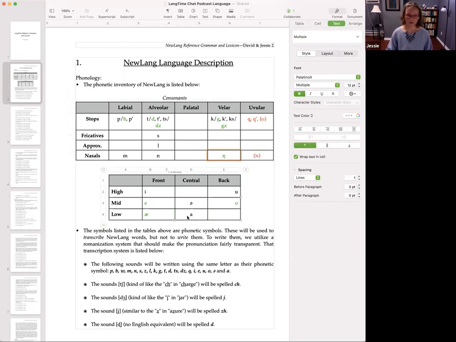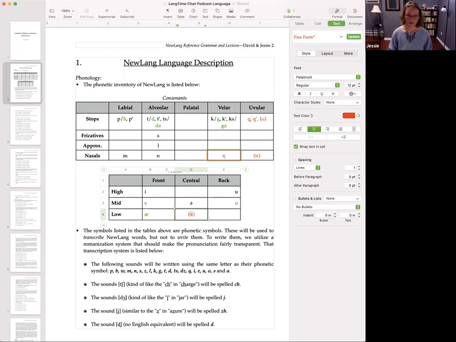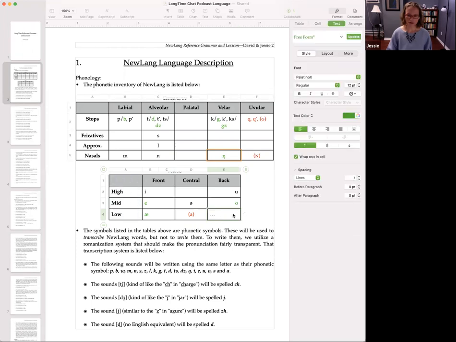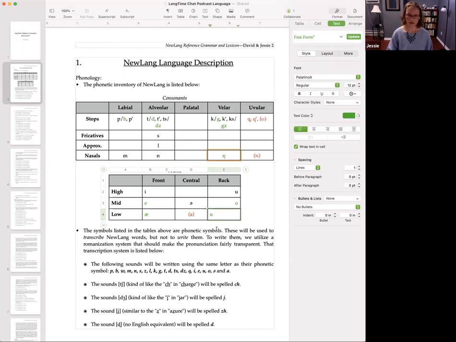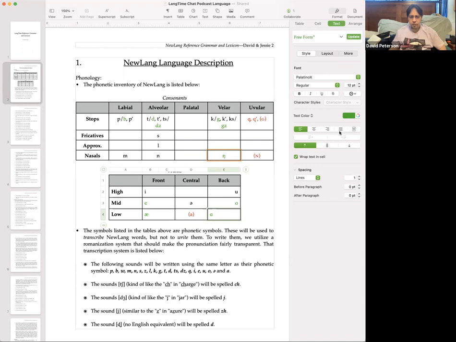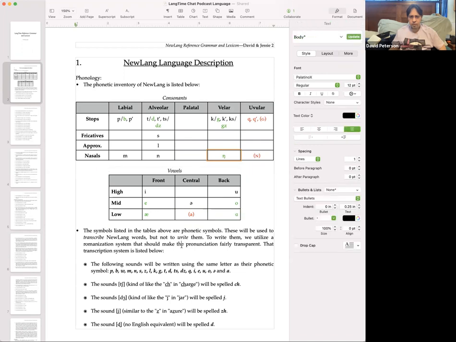I really don't know how I got the colors mixed up either, but that's okay. So also I forget that in a table, you can't just hit equals as a first thing. Yeah, that's kind of annoying, isn't it? It really is. Okay, so now our vowel chart is fixed.